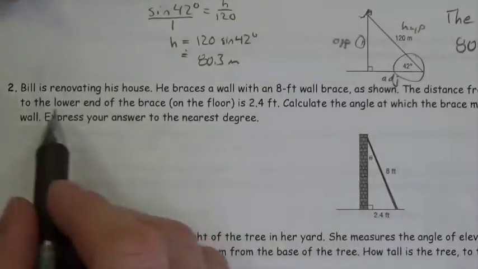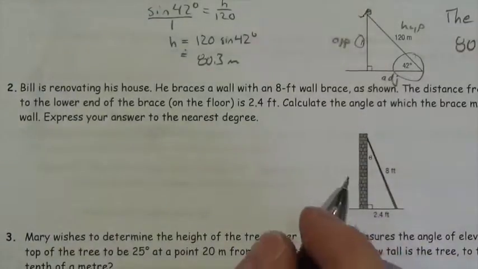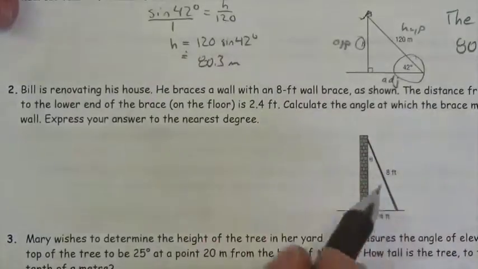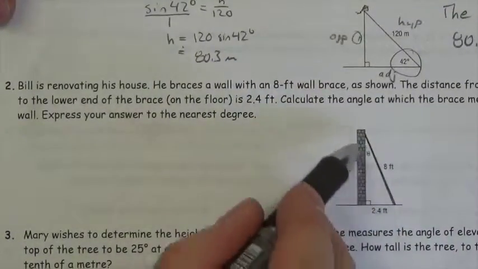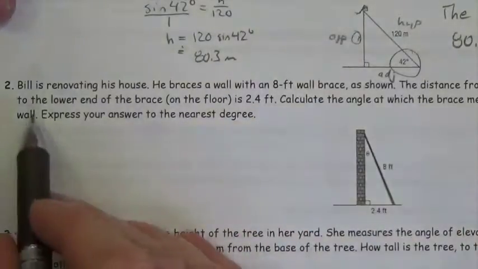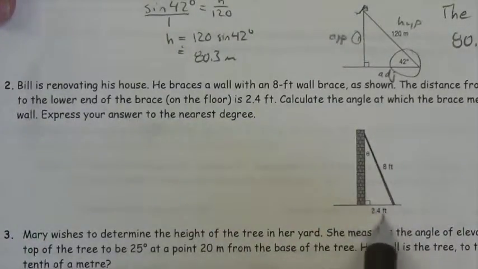In this question we read that Bill is renovating his house. Oh, poor Bill. He braces a wall with an 8-foot wall brace. So in our diagram here, that's this right here. That's the hypotenuse, as shown, and the distance from the wall to the lower end of the brace is 2.4 feet. So that's down here.